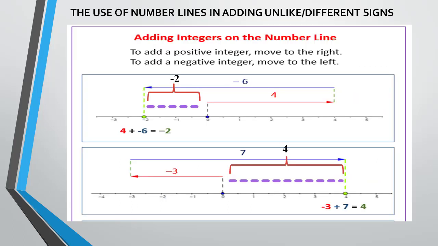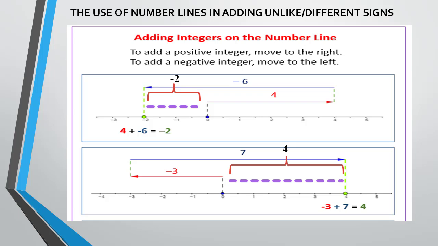Let's have another example. In our first figure, negative 6 is represented by a longer ray pointing towards the left as compared to positive 4, which is pointing towards the right. Hence, a difference of 2 units to the left of 0 is equal to negative 2.